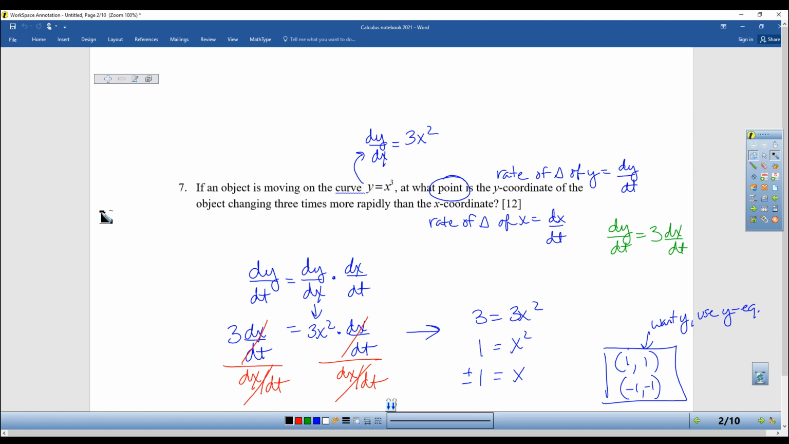So let's just take a quick minute and look at that on the graph. And you should always be thinking about whether or not your answers make sense to you. So here's my cubic graph.